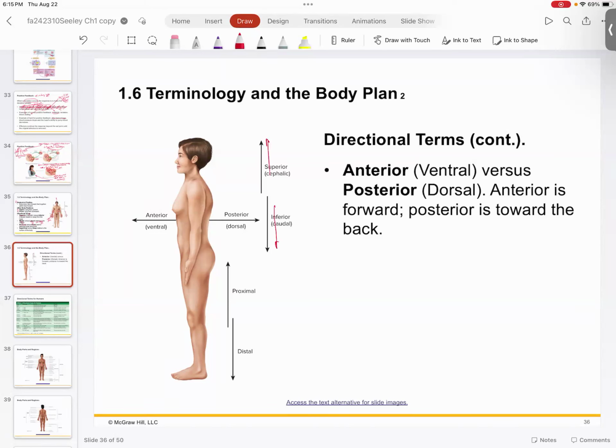Our posterior is associated with our back. So you can think of it as dorsal. In a lot of quadrupeds, posterior is the same as dorsal. Think of the dorsal fin of a shark. It's on the back.